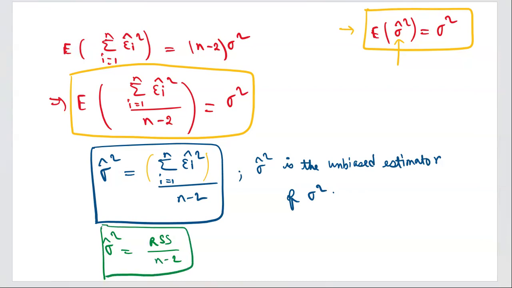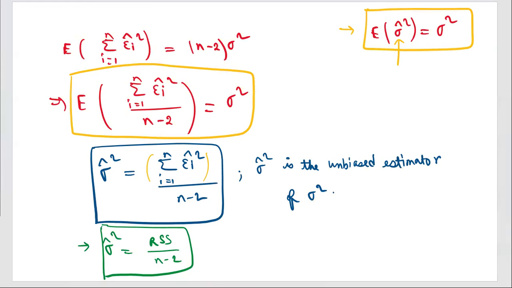So what is the unbiased estimator for sigma cap square? Sigma cap square is nothing but the error variance. Basically, sigma square is the error variance, and this is the estimator. This is the unbiased estimator of the error variance, which is in two variable simple regression model. This is simply RSS by n minus 2, and this is the entire derivation.